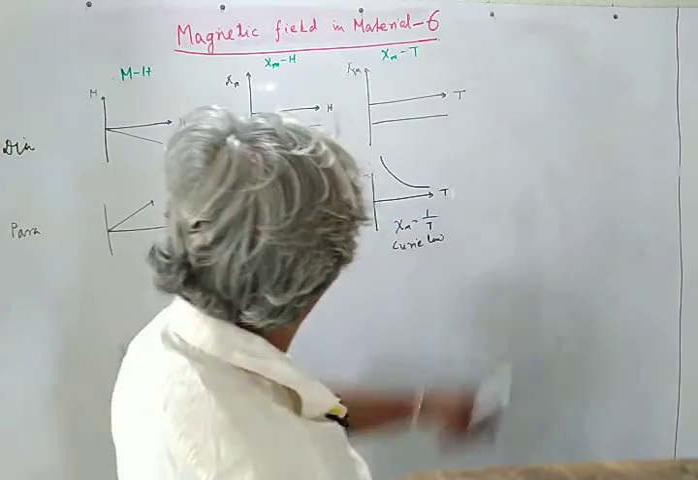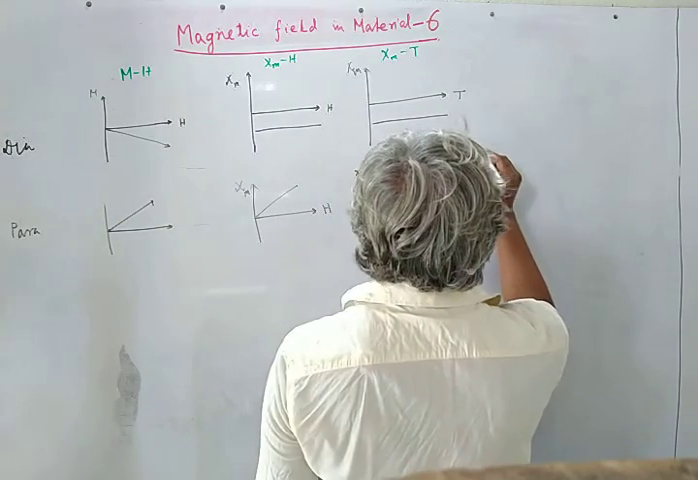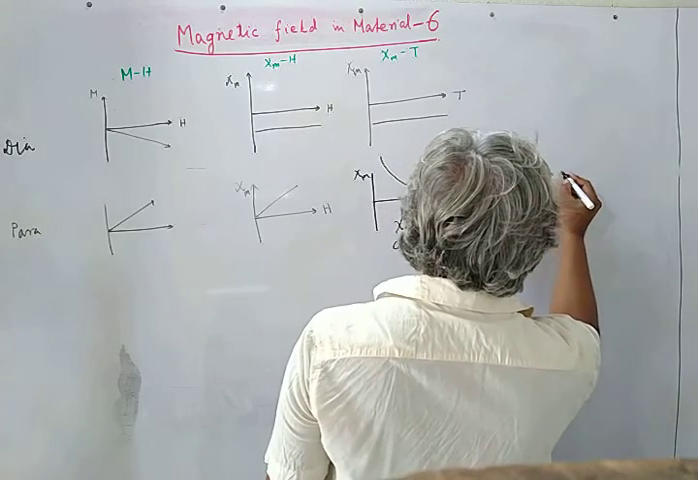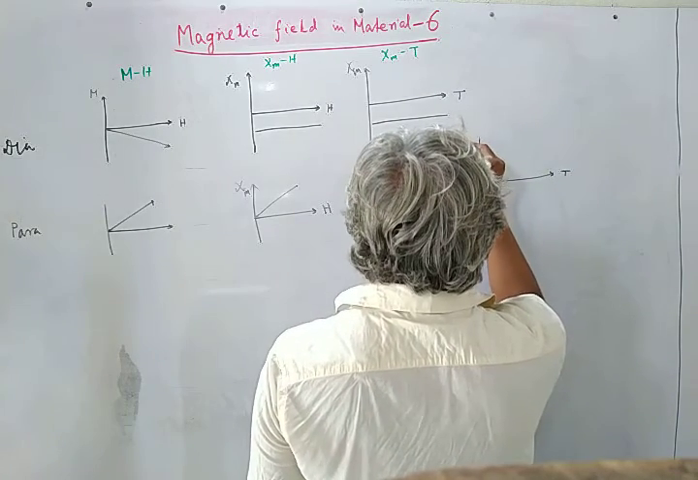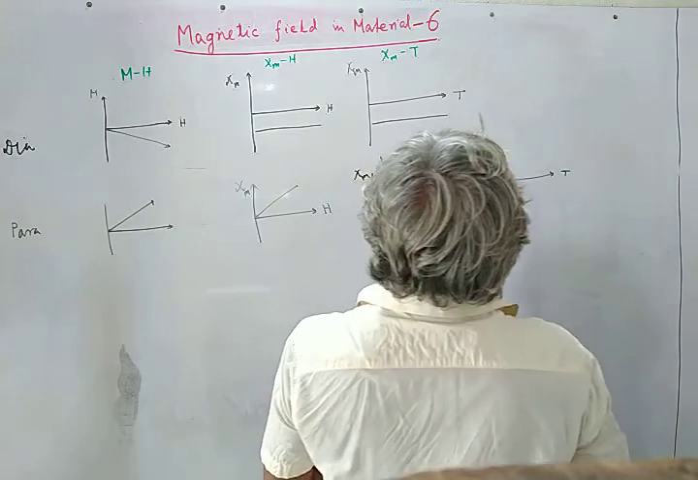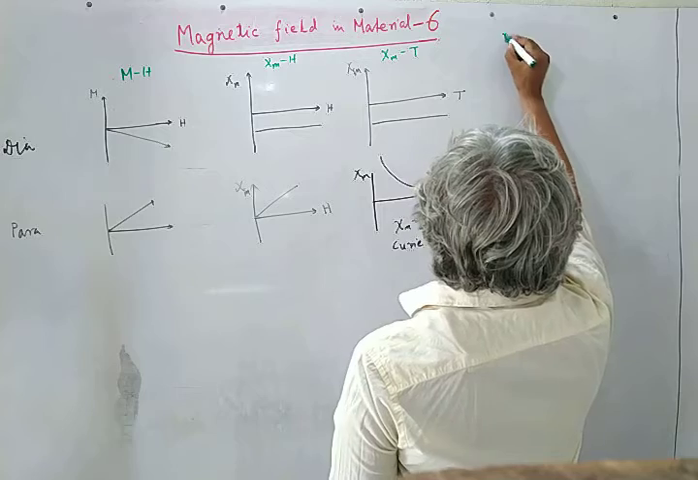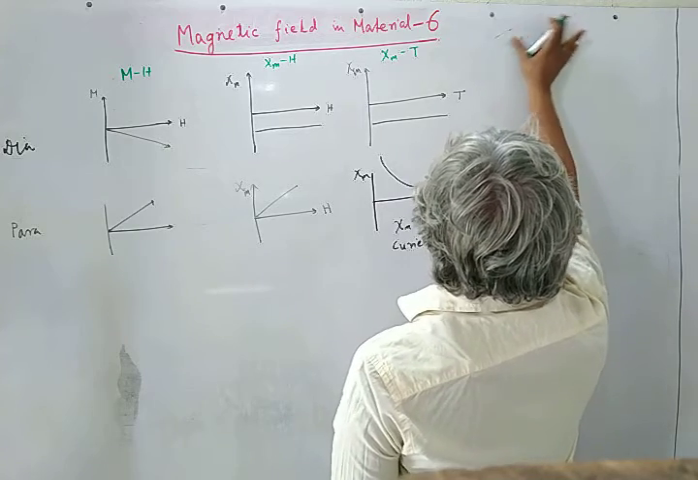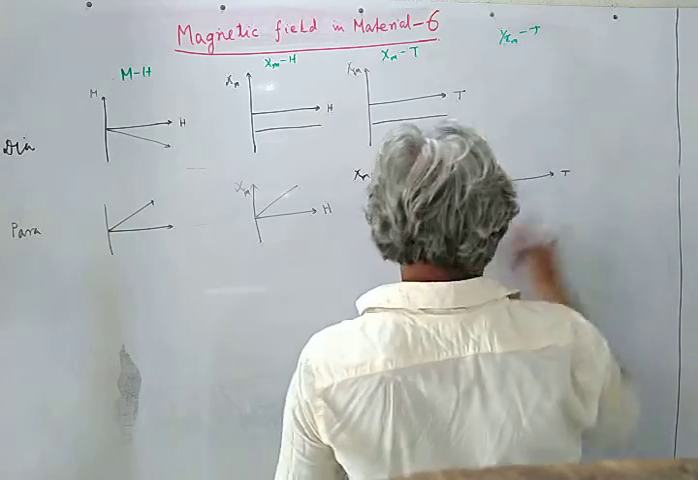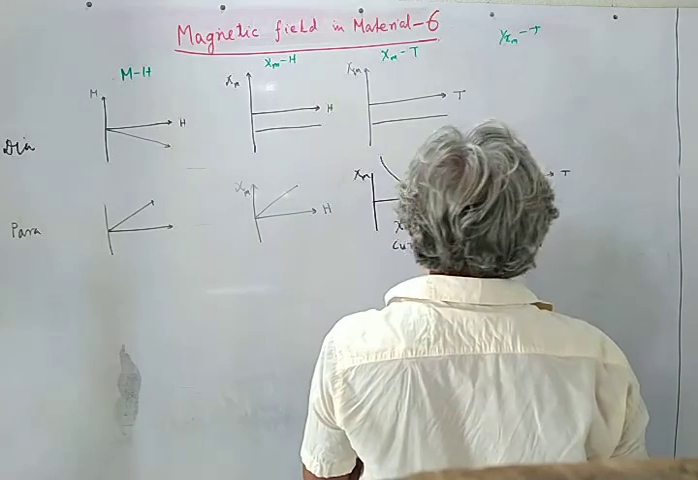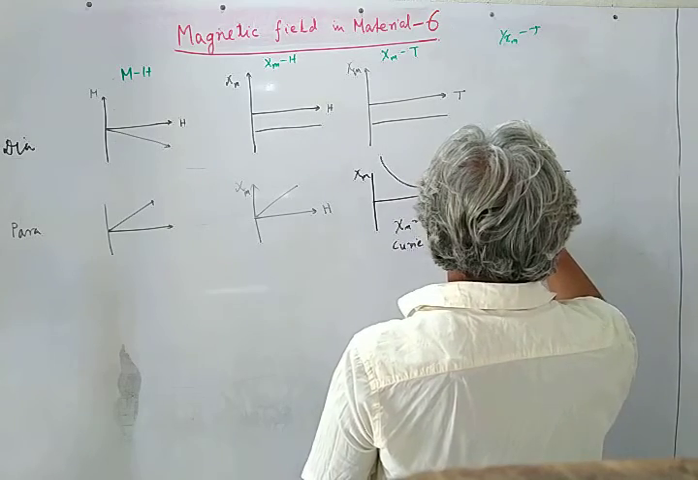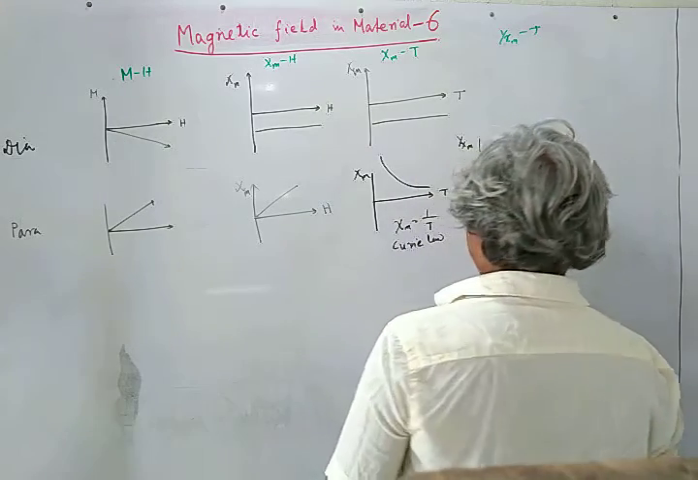So it is better to plot it in this fashion. This is 1 by chi, the reciprocal of susceptibility. So 1 by chi m versus T graph. It is a straight line graph.